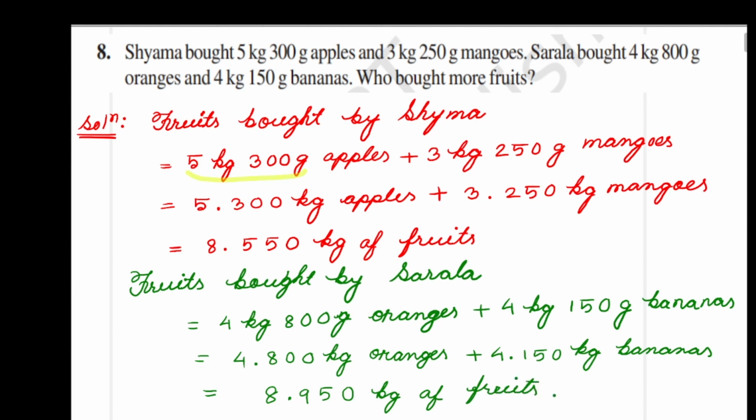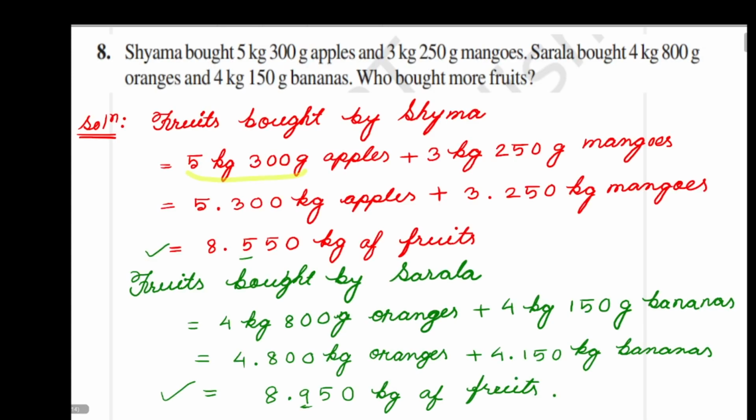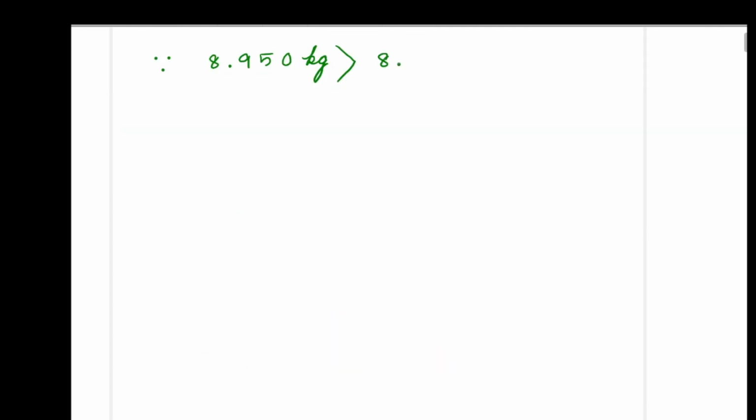What is asked in the question? Who bought more fruits? When you compare these two, see the integral part is the same. When you go through the decimal part, here it is 5, here it is 9. So definitely who bought more? Sarala. So how to write? Since 8.950 kg is greater than 8.550 kg, hence Sarala bought more fruits.